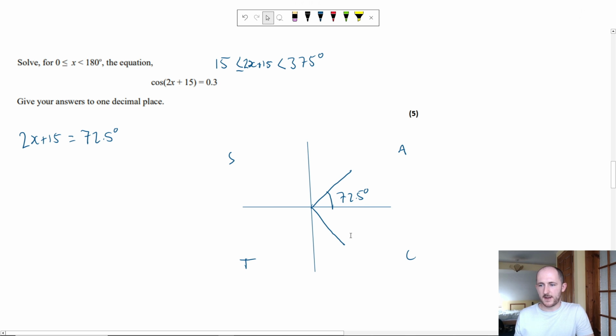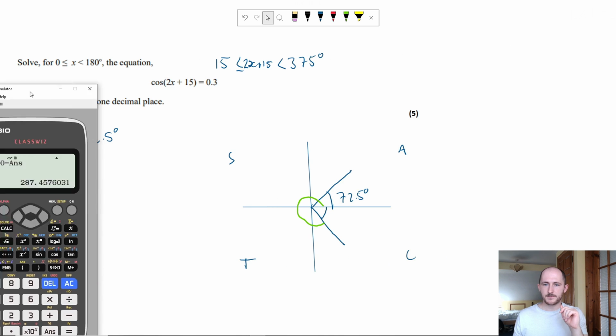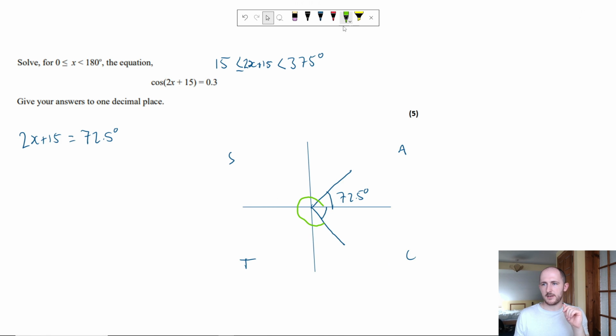So first things first, what I'm going to do is find the other positive angle. So that means I'm going to go counterclockwise. So that is going to be, because this angle here is also 72.5, remember when you draw the lines the angle is always the same, then that angle is going to be 360 minus answer, which was just 72.5, which is 287.5. Let's draw that in green.